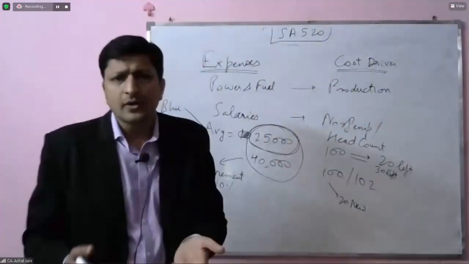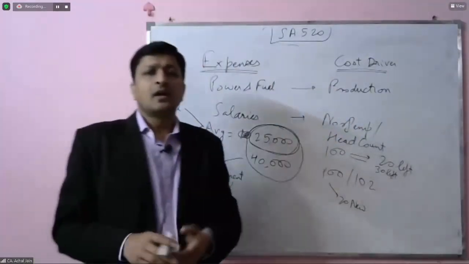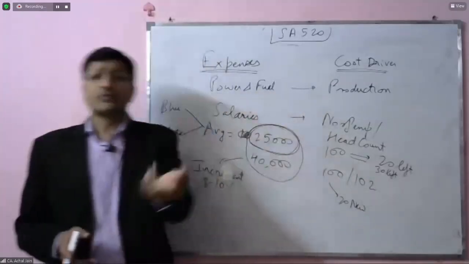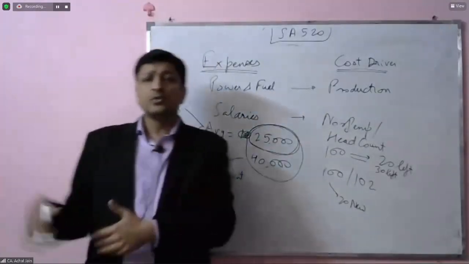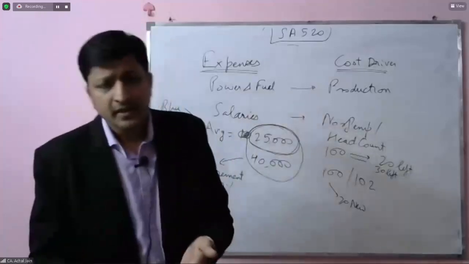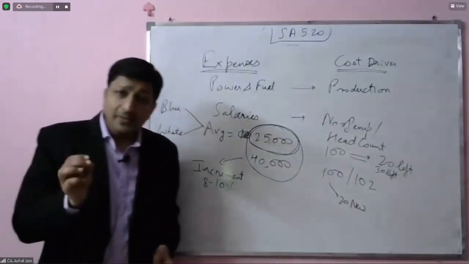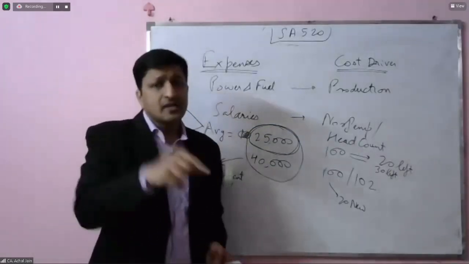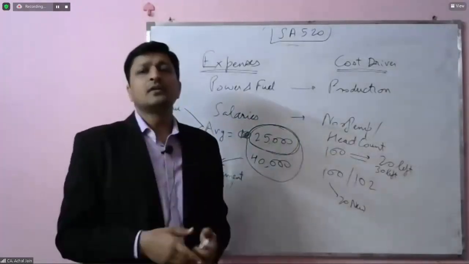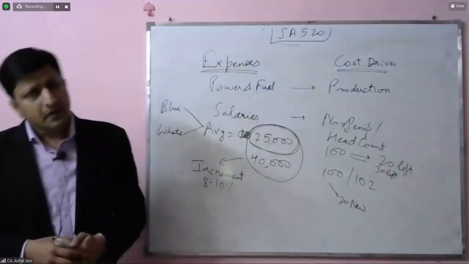So what can the auditor do? The auditor can just quickly check 2 of the old employees who left, what were their salary levels, and 2 of the new employees who have come, what have been their salary levels. Yeah, so through this, he will be able to substantiate the understanding which he would have obtained from the management. Clear? Yeah.